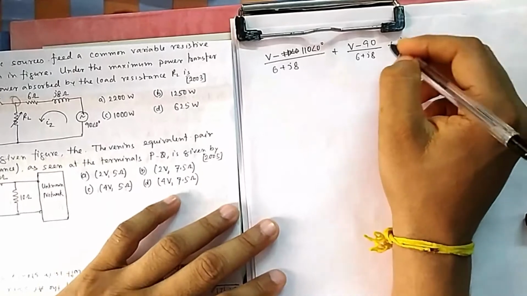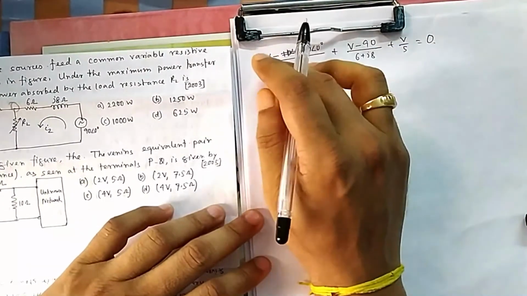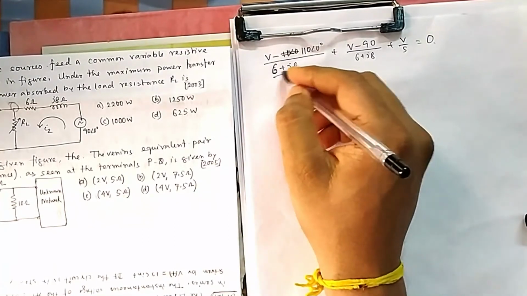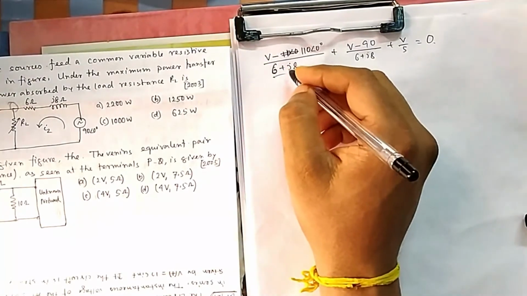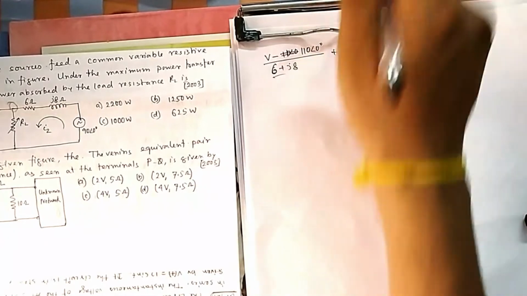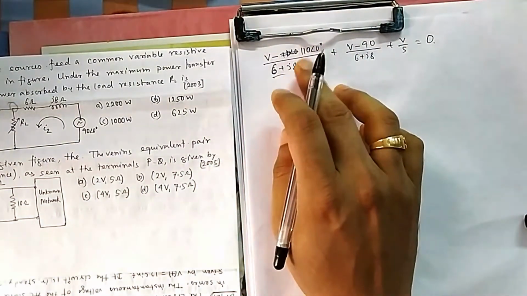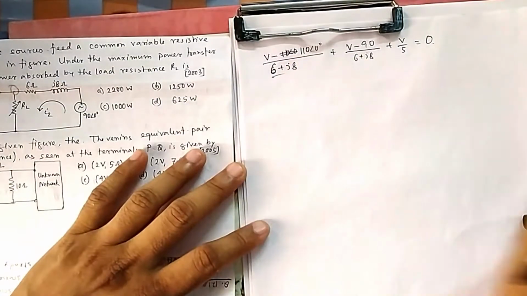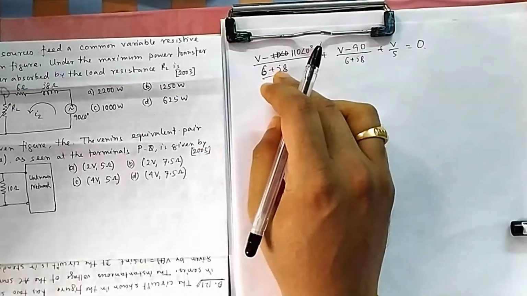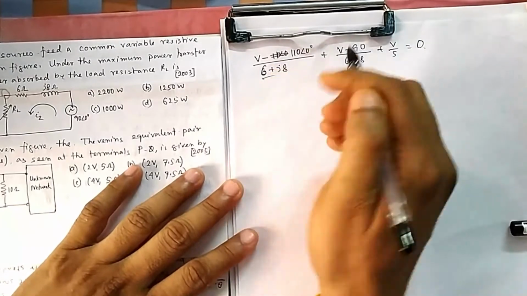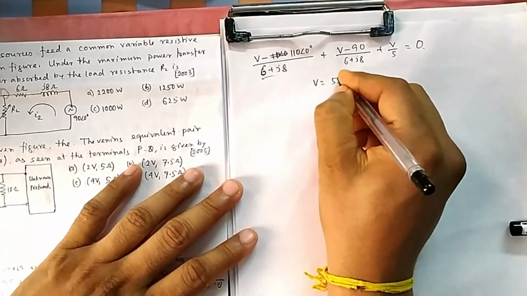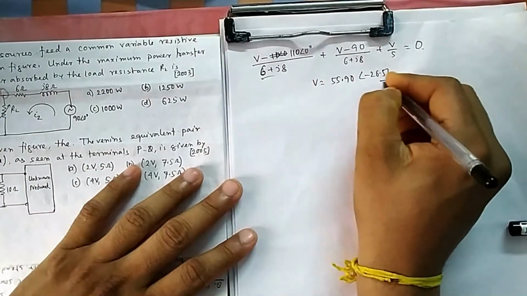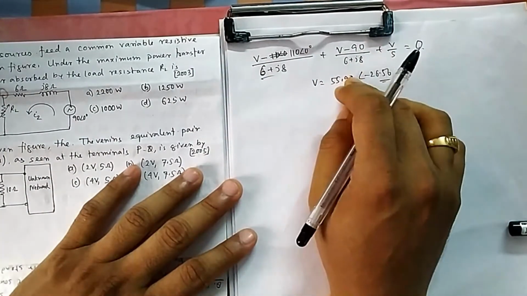Again I am saying, be very careful about these calculations. You will not have the luxury, because 6 plus j8 has magnitude 10 and angle, I think, 53.13 degrees. You check this one. You have to be very careful with these calculations, because you will not get it directly on the on-screen calculator. So practice polar to rectangular and rectangular to polar, otherwise you will get confused. So it will be 55.90 at an angle of minus 26.56. If you solve this one, I am not showing, you can solve it.